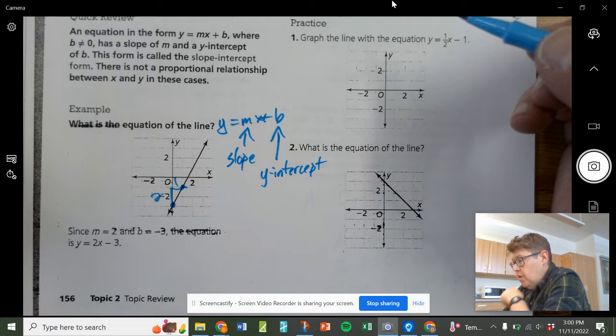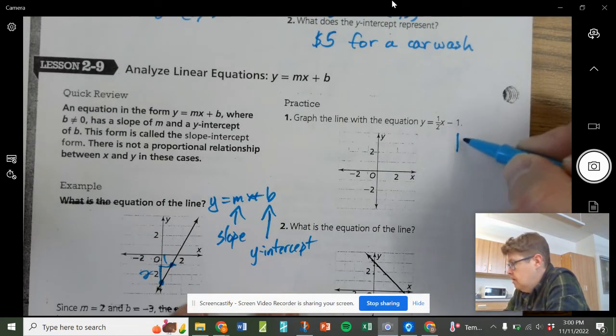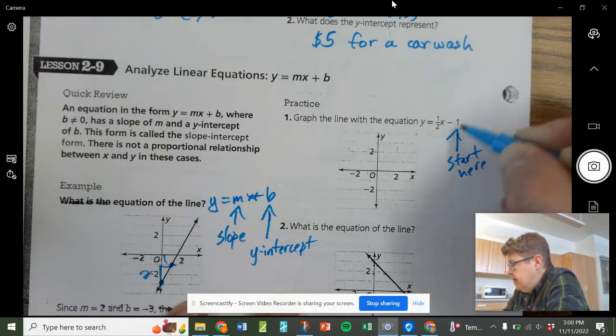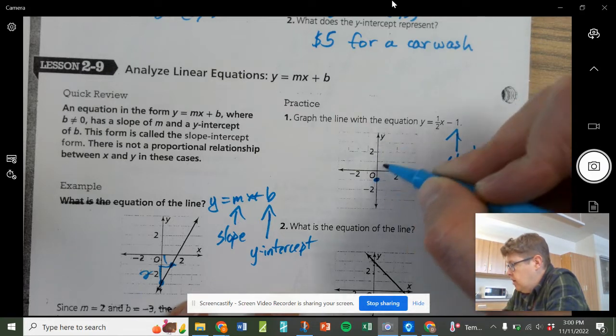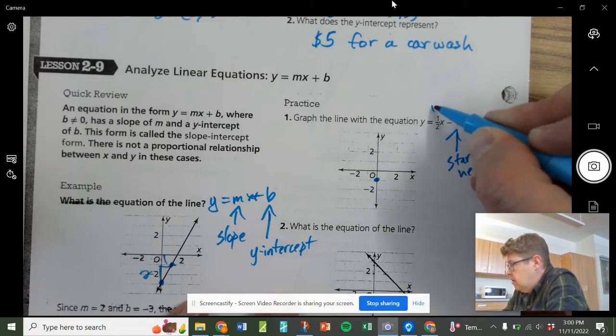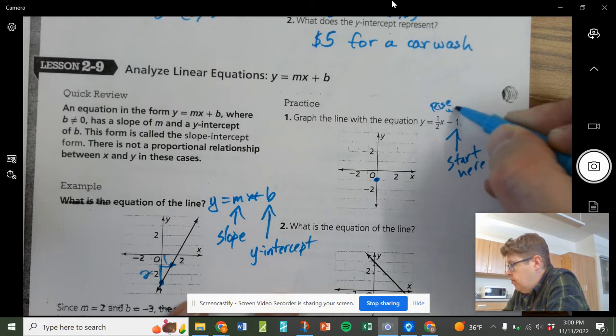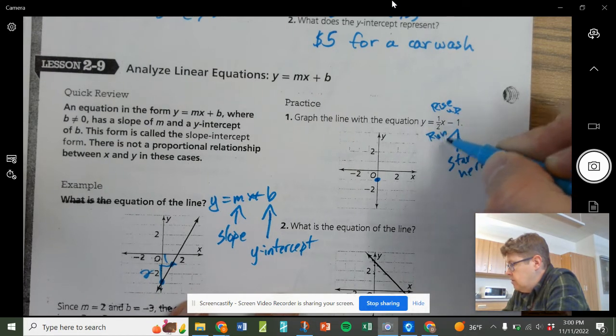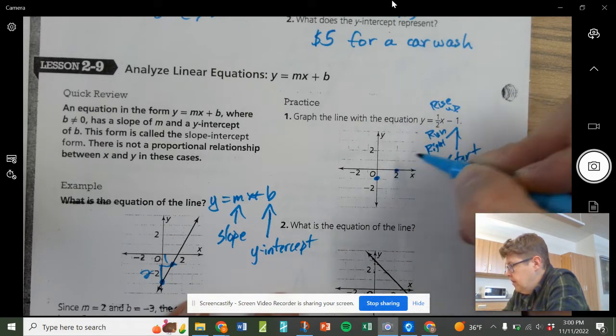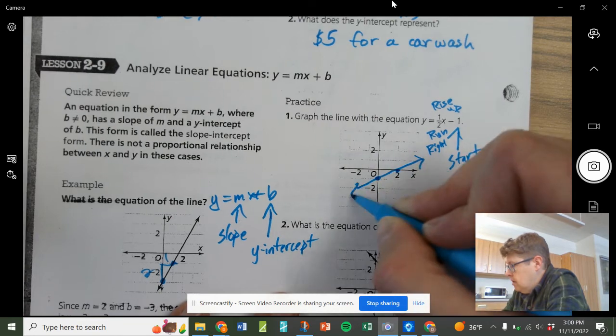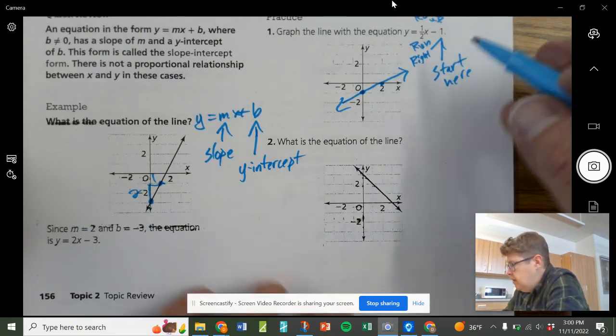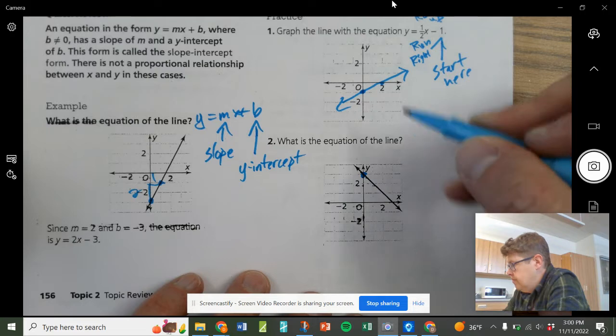So when we're graphing, you always start with your y-intercept. Okay, so we find that -1 down on our y-axis. And then our rise means we go up 1. And our run means we go to the right by 2. Rise up by 1, run right by 2. So up 1 over 2. That's our line. Yay.